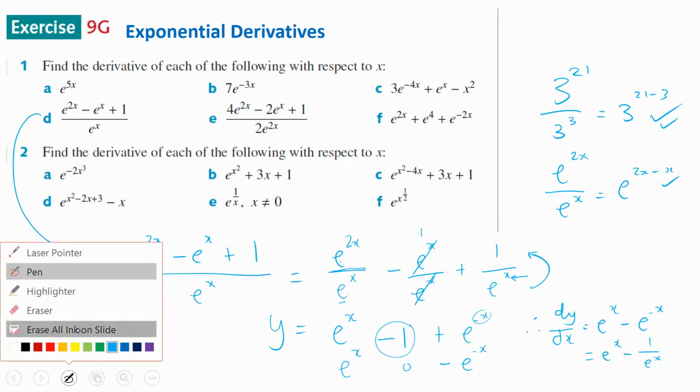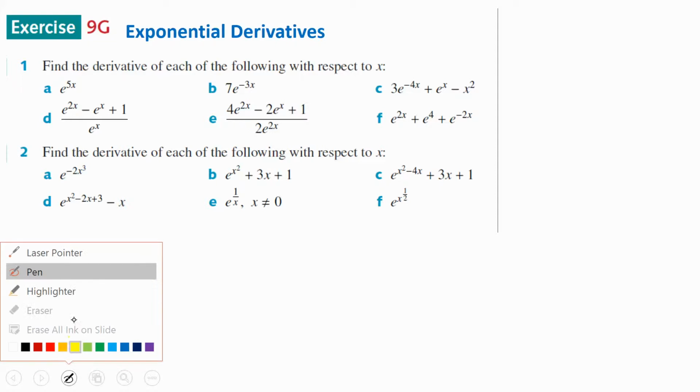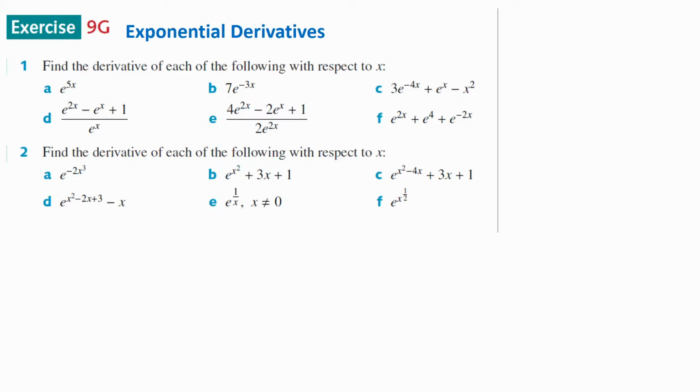I'm gonna erase all this, and now let's have a look at one of these problems here with an x squared, so you can see how I'm doing them. Let's do D. Okay. D. So let's say y equals e to the power of x squared minus 2x plus 3, right? And oh, that's minus x on the outside as well. Okay. We want to find the derivative.